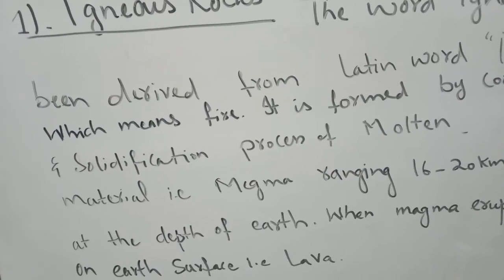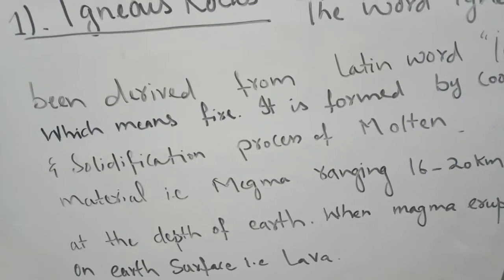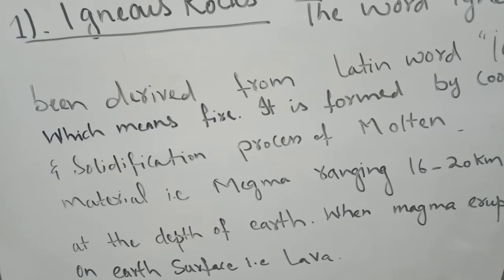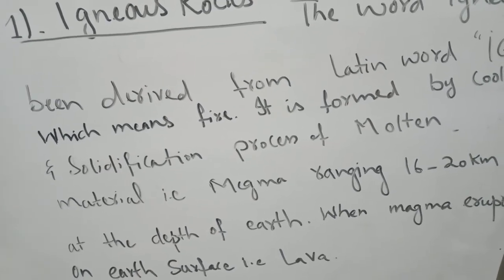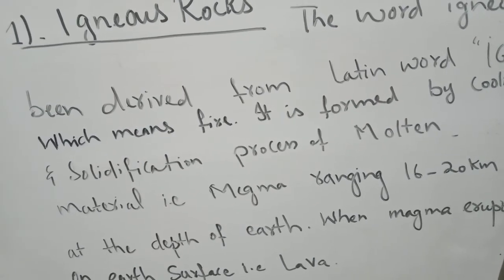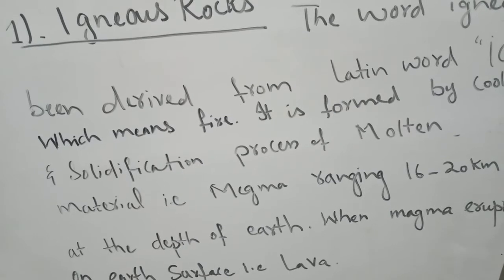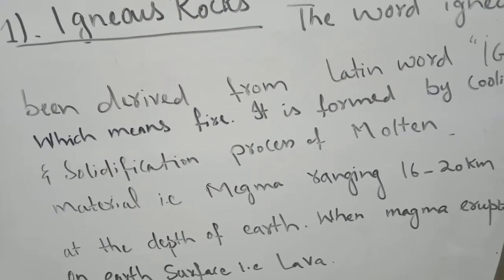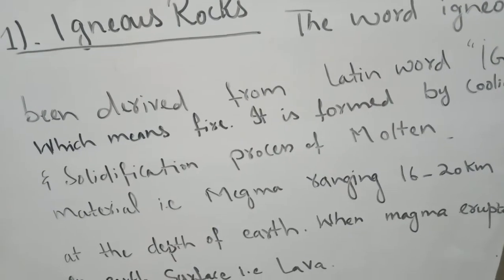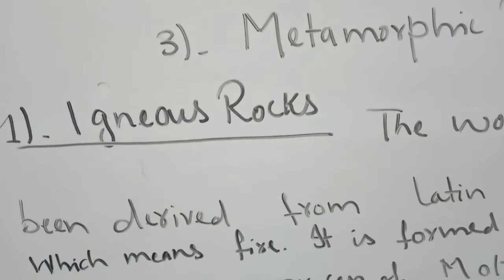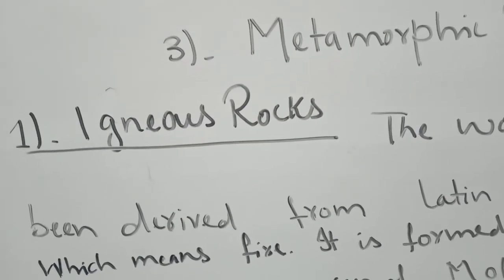So whether on the surface of the earth or inside it, you will call the molten material lava on the surface and magma when it is inside the earth. In both cases, whenever it cools and solidifies, the type of rock which is formed is named igneous rock. Okay, so this is the description of igneous rocks.